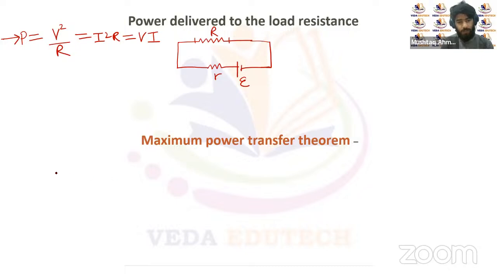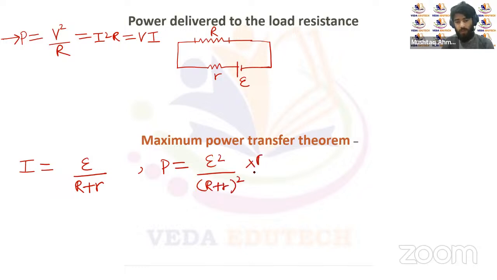If we calculate the power through this load, the current through this resistor will be I is equal to E upon R plus r, where R plus r is the total resistance of this circuit and E is the EMF supplied by this battery. So this is the total current flowing through this resistor R. And the power through this resistor R will be I square R, that is E square upon R plus r whole square, multiplied by its own resistance R.